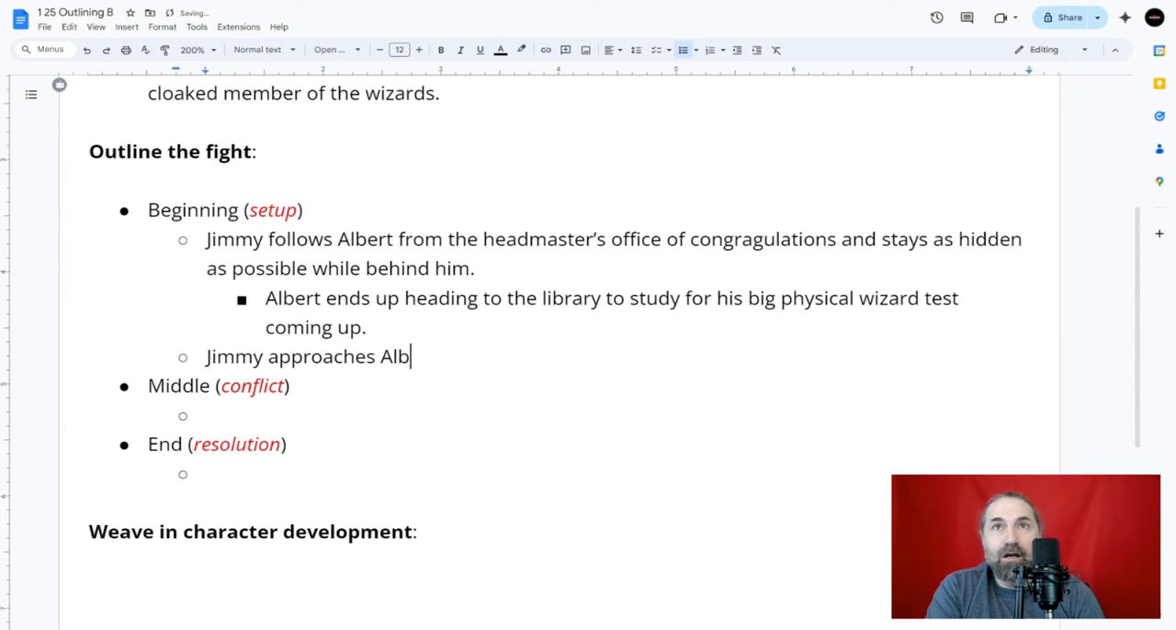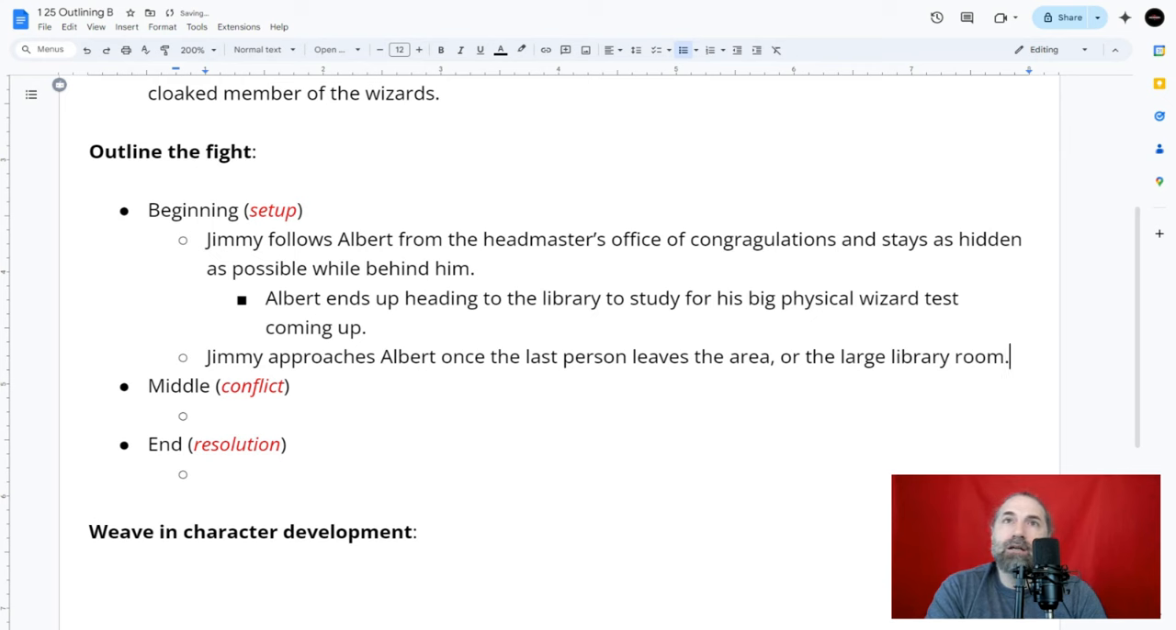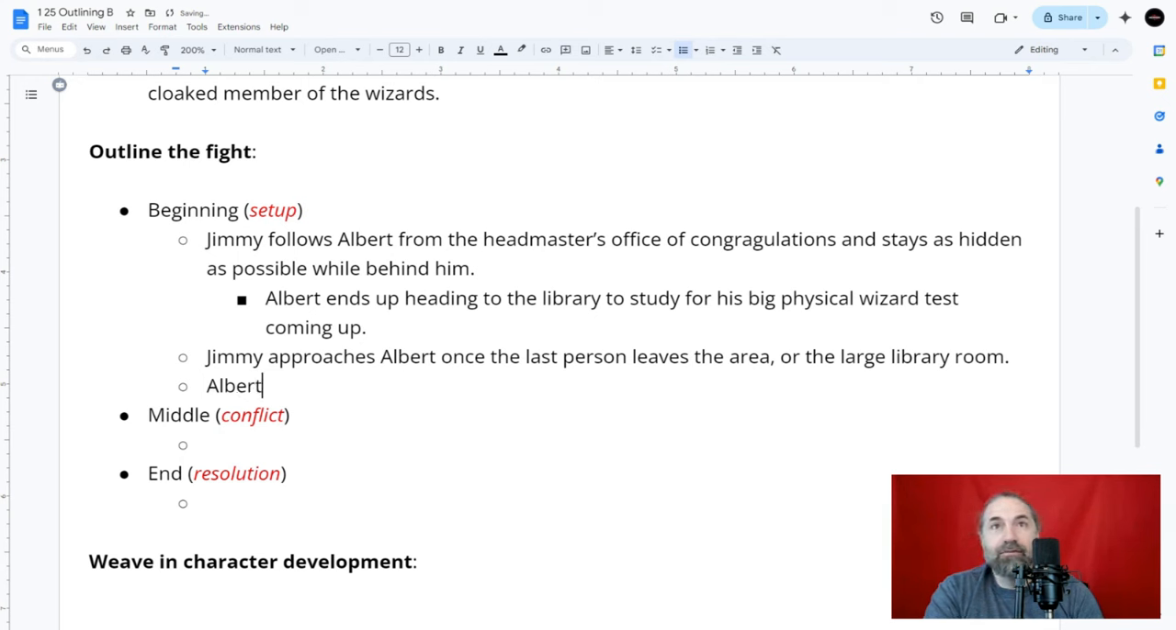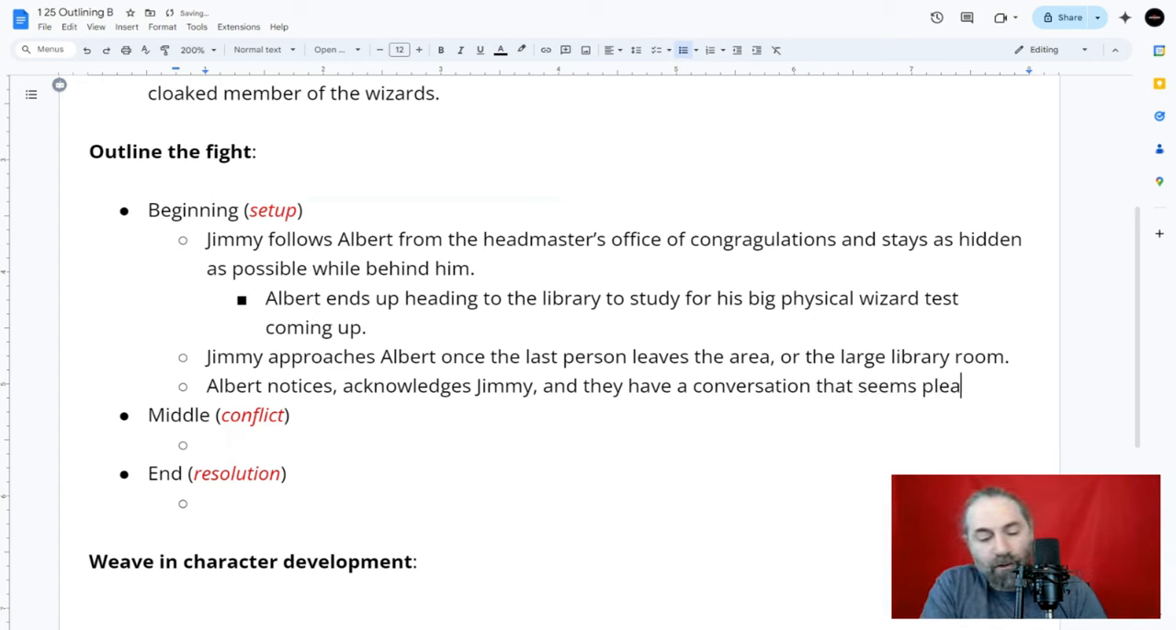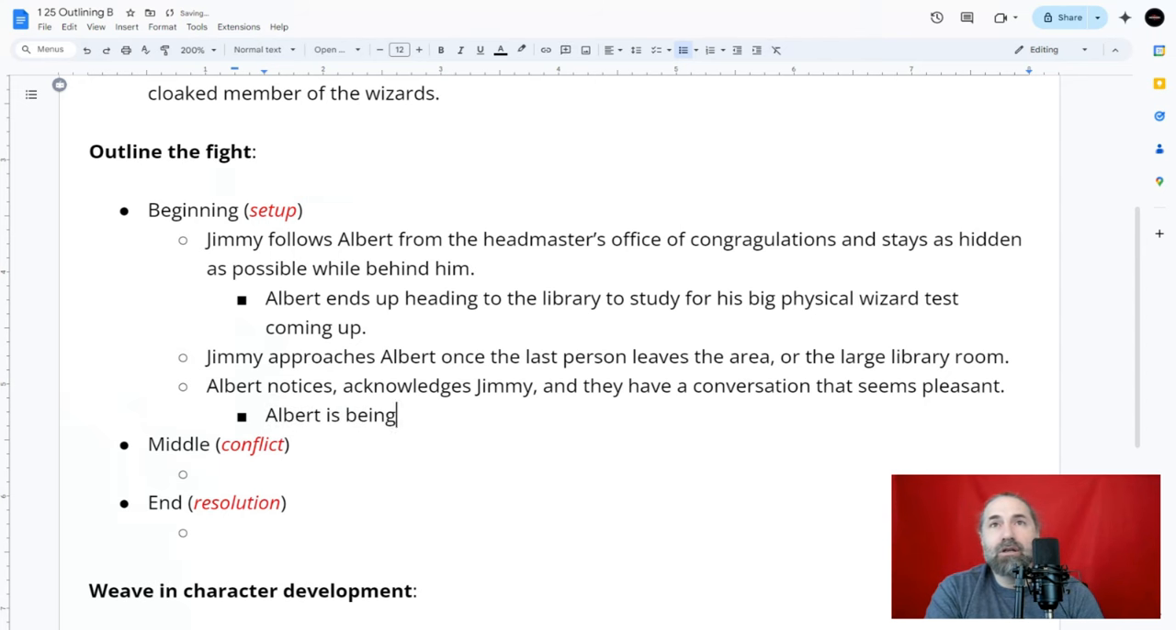Jimmy approaches Albert once the last person leaves the area, or the large library room. All right. Now, this is still the beginning, okay? This is where Albert acknowledges Jimmy, and they have a conversation that seems pleasant. Albert is being kind and sorry that Jimmy got passed over.